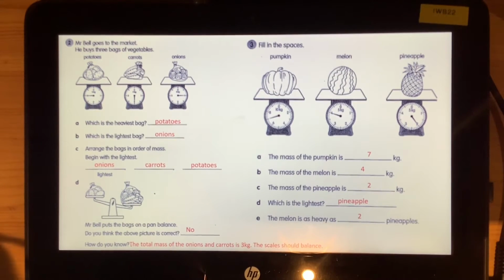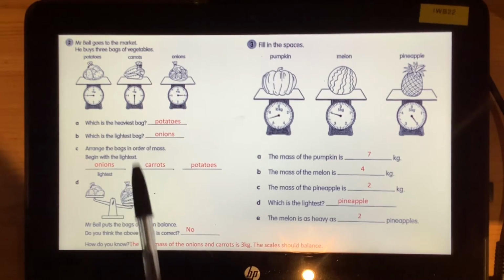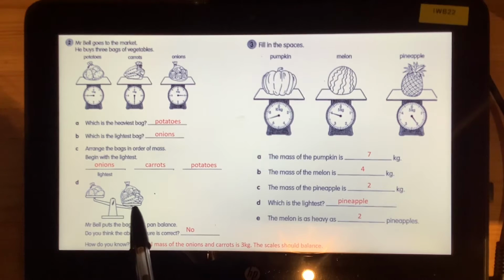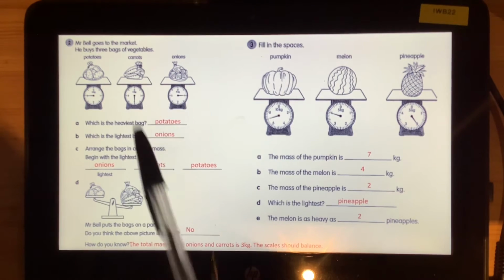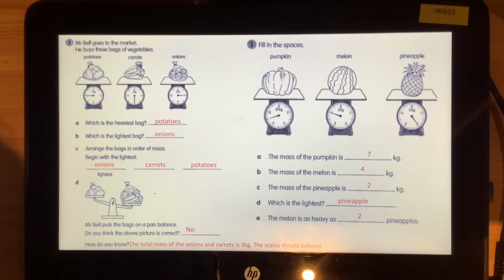Question D. Mr. Bell put the bags on a pan balance. Do you think the above picture is correct? Well, we know from our picture up here that our bag of carrots and our bag of onions have been put together. So that is 2 kilograms add 1 kilogram, which makes 3 kilograms. So the total mass of the onions and the carrots is 3 kilograms. If you look here, he's got his bag of potatoes, which is also 3 kilograms. So it can't be correct because the potatoes is the same weight as the onions and the carrots together. So it should be balanced.